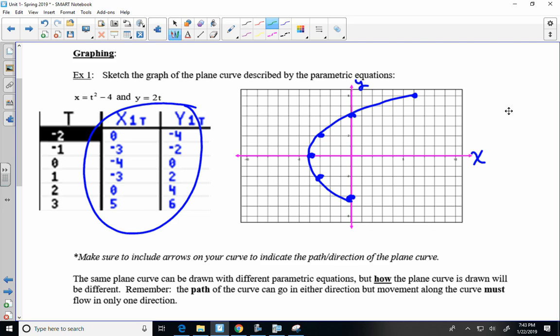But we do need to indicate the direction of this, because anybody looking at just the graph would be like, all right, cool. Are we starting here on the right-hand side and working our way downward in the counterclockwise direction, or are we going the other way? So we need to be clear that we're going in the clockwise direction through those points. So arrows.